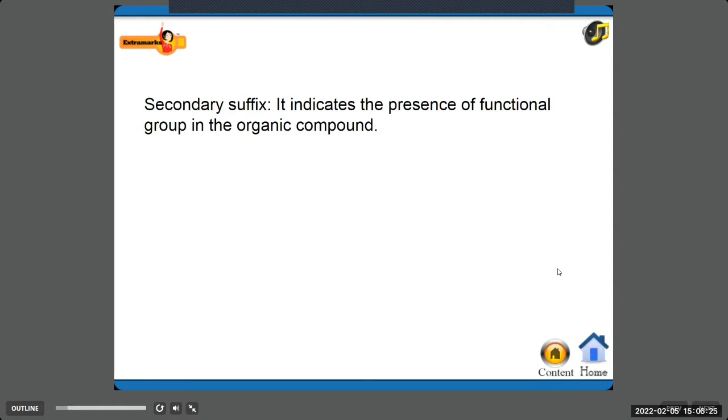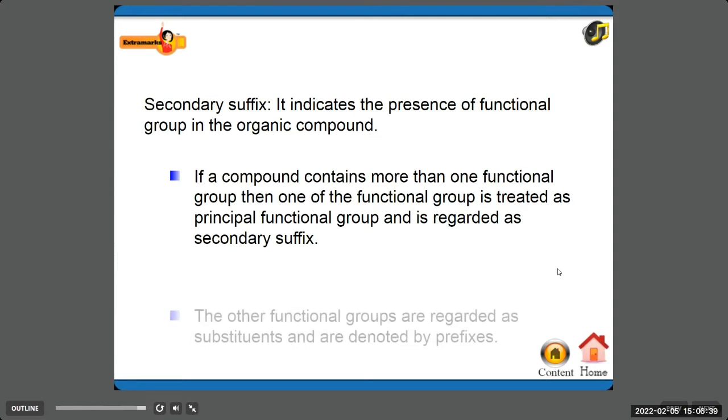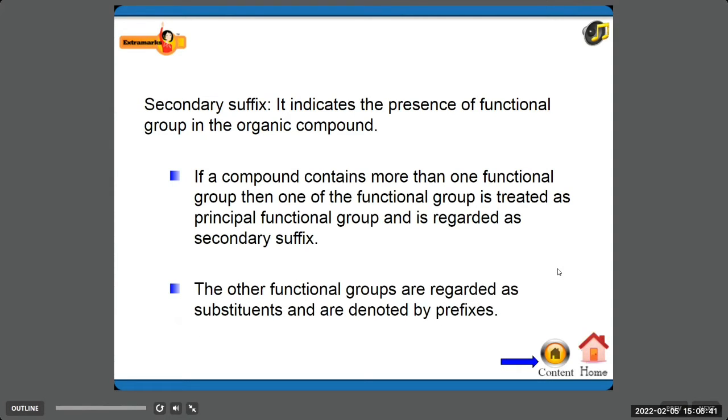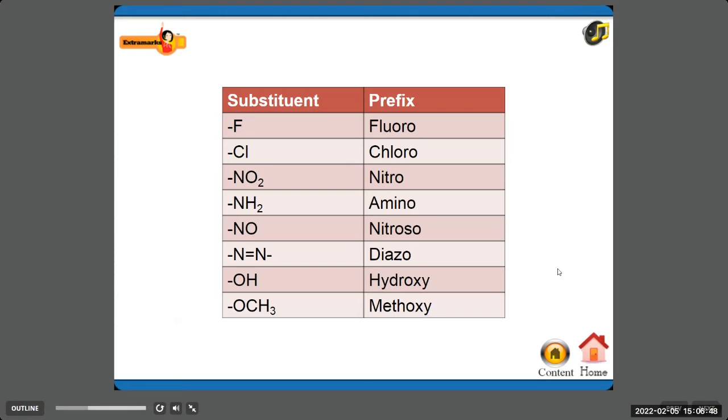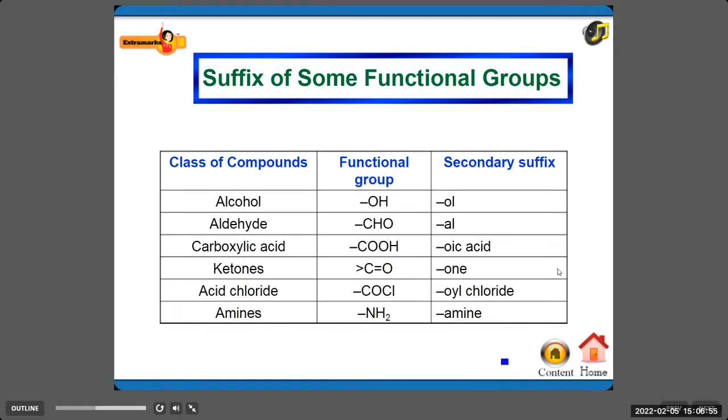Secondary suffix indicates the presence of functional group in the organic compound. If a compound contains more than one functional group, then one of the functional groups is treated as the principal functional group and is regarded as the secondary suffix. The other functional groups are regarded as substituents and are denoted by prefixes. The following table shows the prefixes of some common functional groups. Some common secondary suffixes that are used to represent functional groups are shown here.